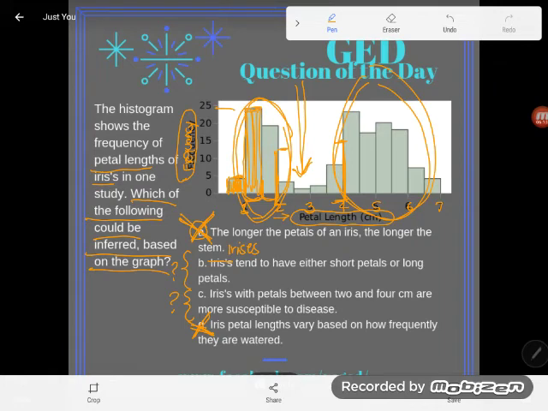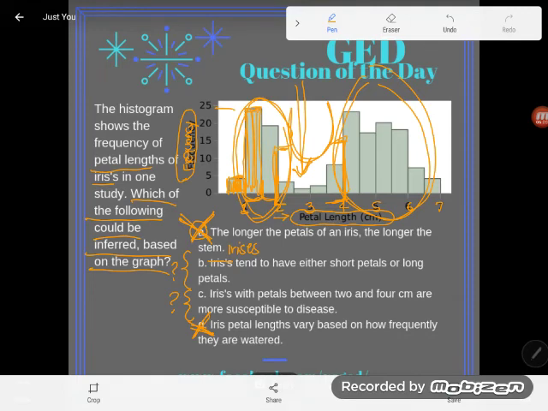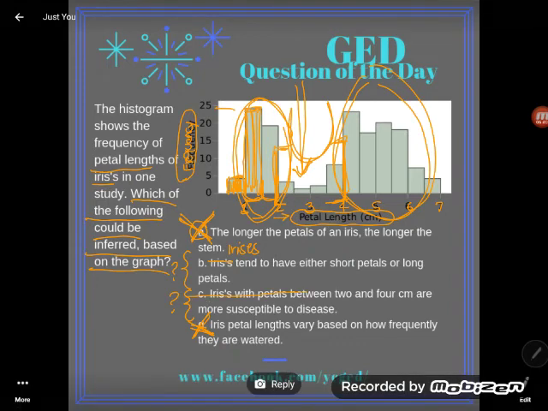Whereas if I look at C, it says irises with petals between 2 and 4 centimeters are more susceptible to disease. Again, we were able to say that between 2 and 4 centimeters, there was definitely something going on, that not a lot of flowers were in that category. But we don't know if it was disease. We don't know if it was genetics. I'm stretching a little too far to just add disease into the mix when disease was totally not mentioned at all on the graph. I'm going to go ahead and say that's a weaker inference than B. So I'm going to choose B as my correct answer.